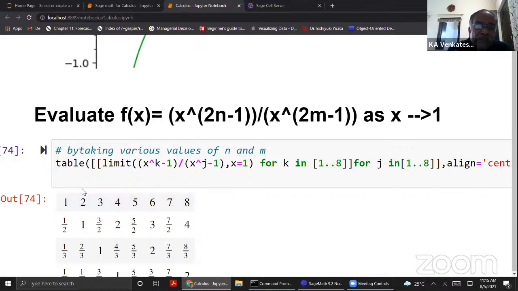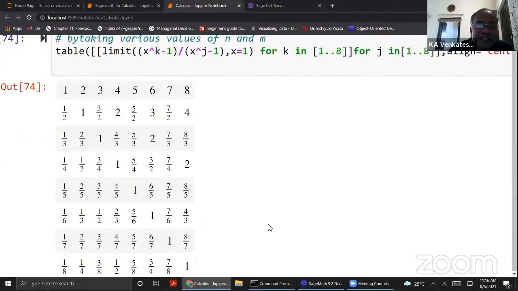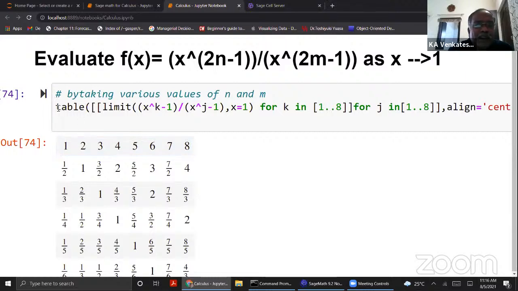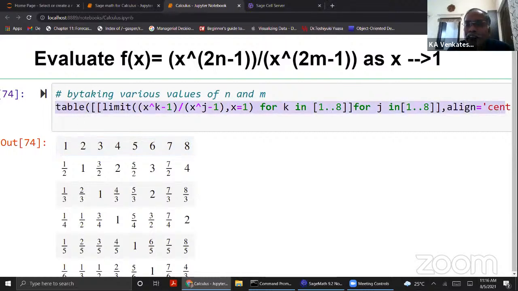Suppose I want to have a row header, after center I would have written header underscore row equal to some r1, r2, r3, up to r8. Same way for columns, I would have given header underscore column equal to within the square brackets, within single quotes. If you write it, you will get the table nicely. So I centered it, so I got the values like this. So just take this one and do it in SageMath.